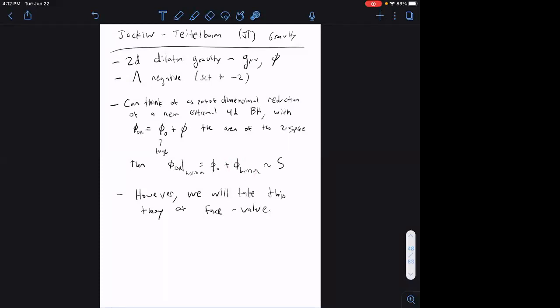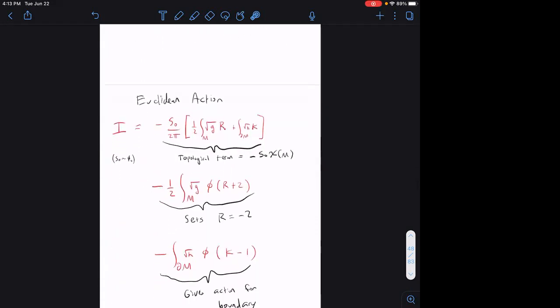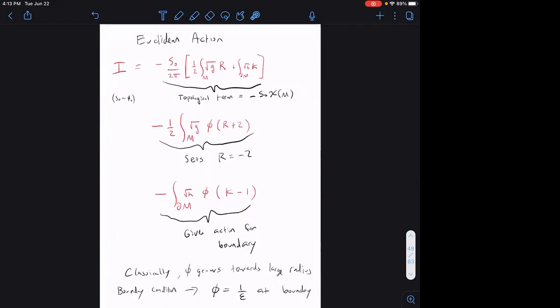So this is just a way to think about JT gravity, to connect it to more conventional higher dimensional gravity. But what we're going to do is take this theory at face value, just 2D gravity, forget about the dimensional reduction, and work with it on its own. I've written here the Euclidean action for JT gravity as a sum of three terms. We're going to talk about each term one by one. They each have an important role.